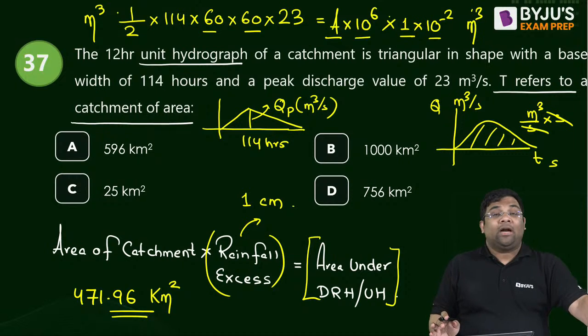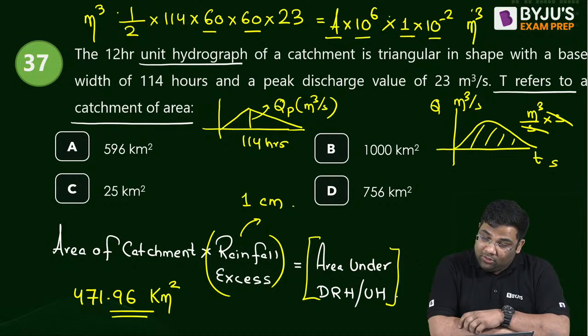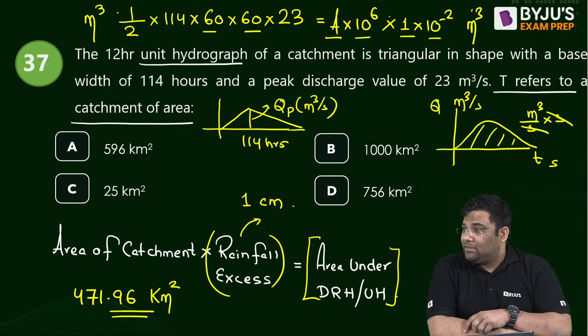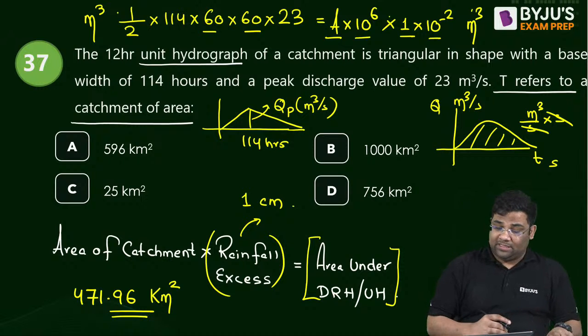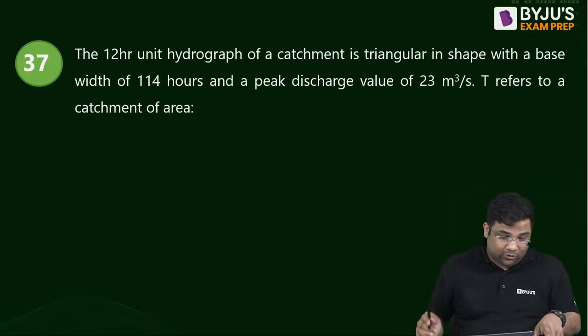A 12-hour hydrograph of a catchment is triangular in shape. Yes, triangular is given, triangular only, not rectangular. With base of this much and discharge of this catchment area is this. Okay, there might be some typing mistake, okay? Okay, next question is the same question only, okay?